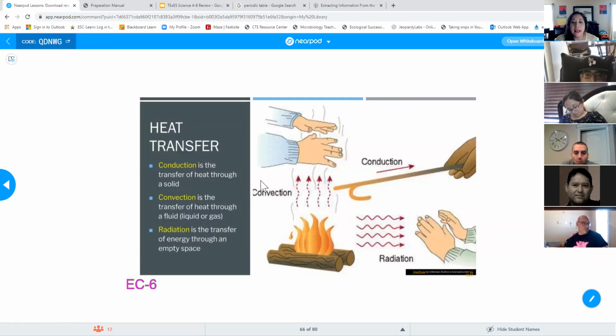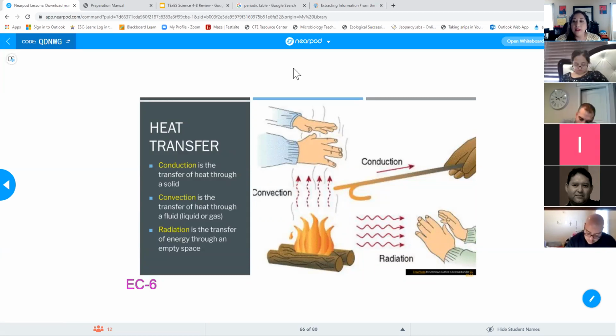In terms of heat transfer, there are three main types: conduction, convection, and radiation. Conduction is the transfer of heat through a solid. Convection is the transfer of heat through a fluid, and a fluid means a liquid or a gas. Radiation is the transfer of energy through empty space. For conduction, they say that if there's ever a fire in your house, before you open your door to leave, you should feel the door. You put your hand on the door and feel if it's hot, so you're feeling heat transfer due to conduction.